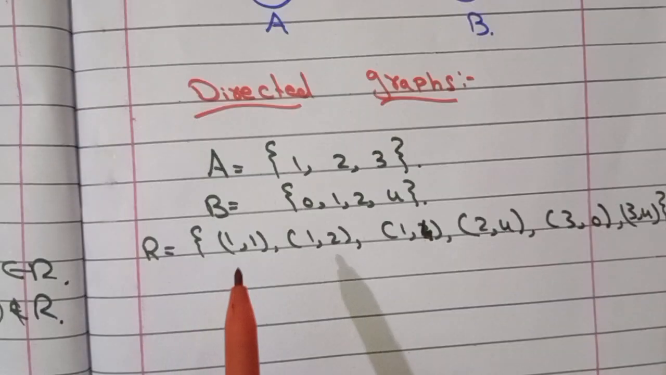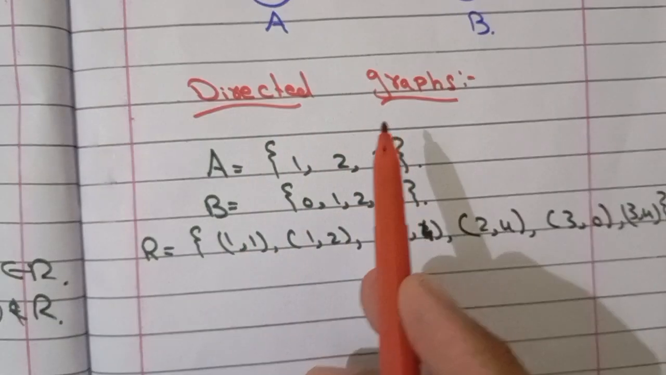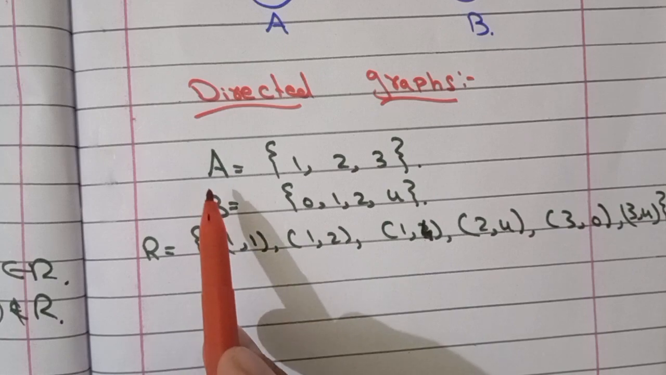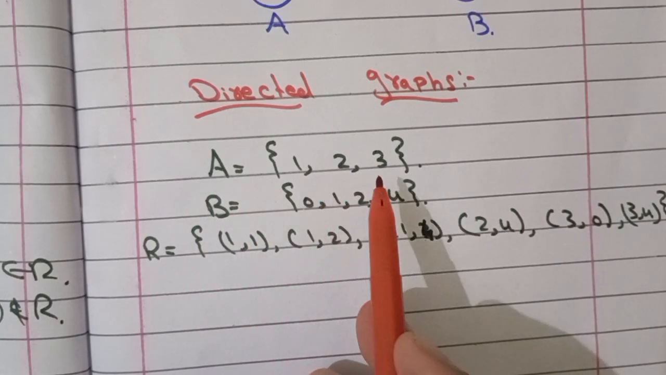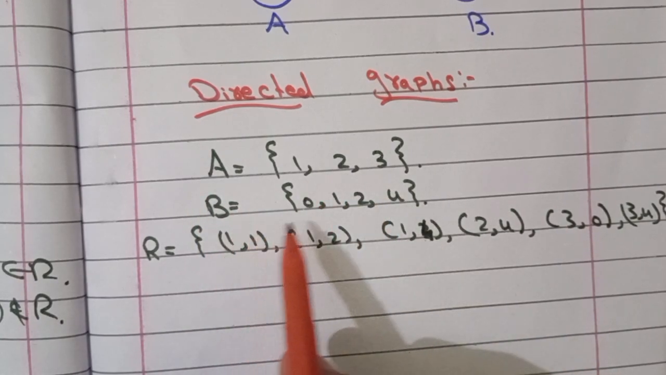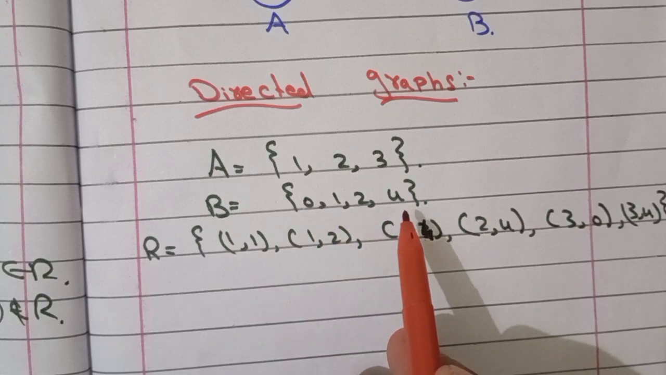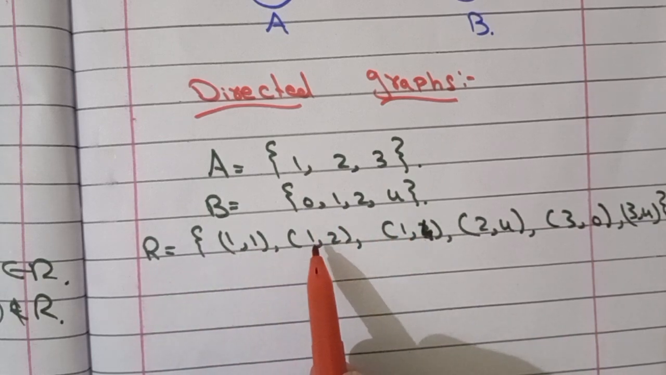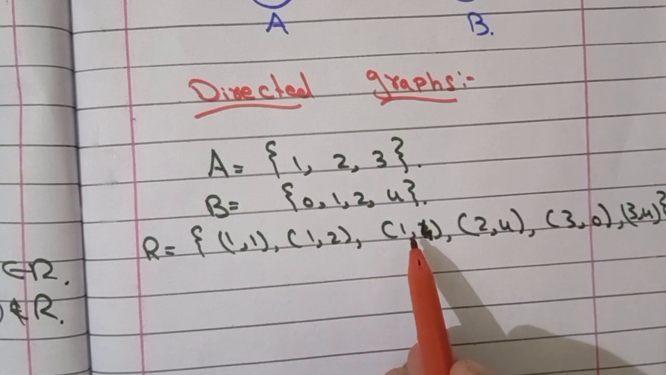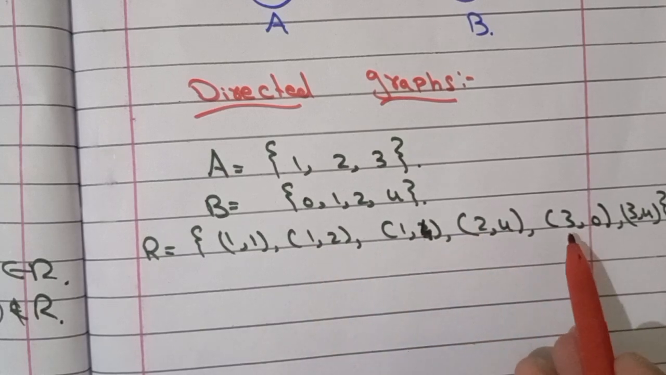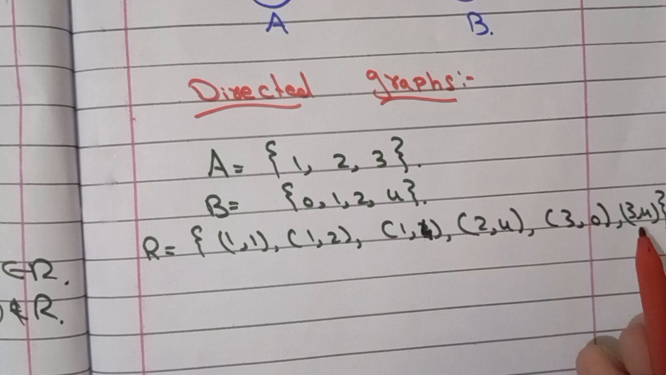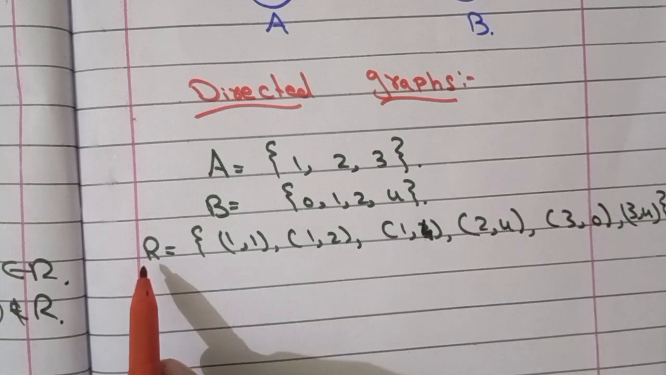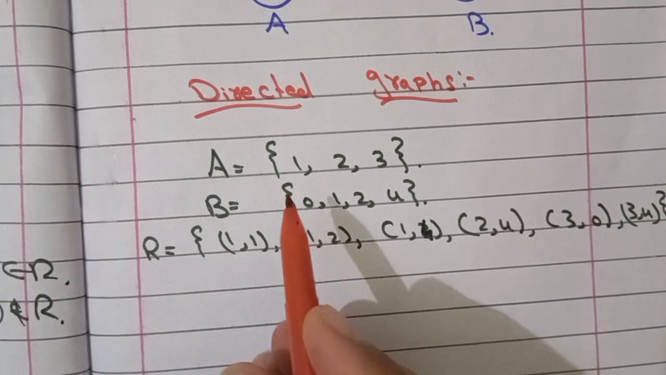So the next way to visualize the relation R is directed graphs. Now consider an example: set A which contains the elements 1, 2 and 3 and set B which contains the elements 0, 1, 2 and 4. Now consider relation R which contains the elements (1,1), (1,2), (1,4), (2,4), (3,0) and (3,4). To represent the relation R, we use directed graphs.